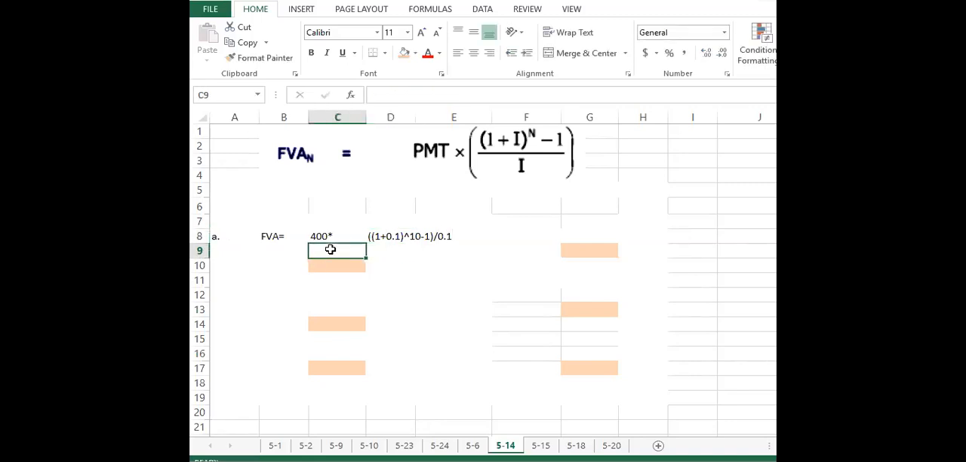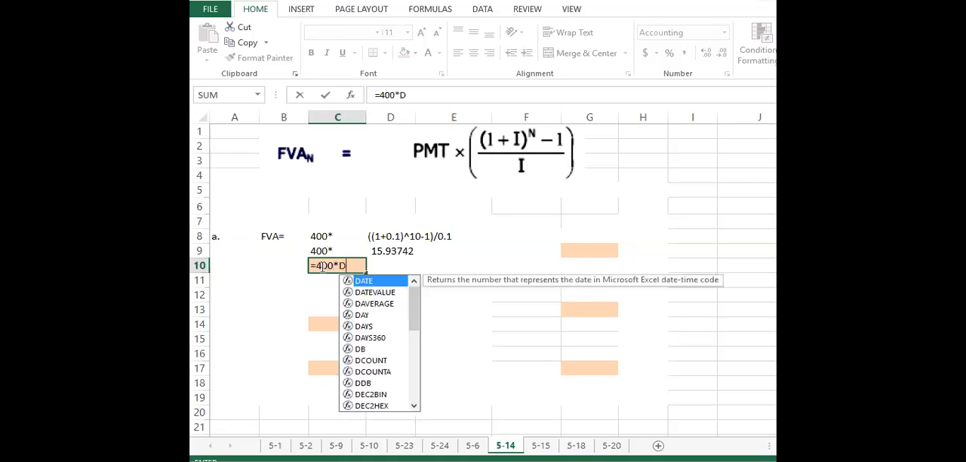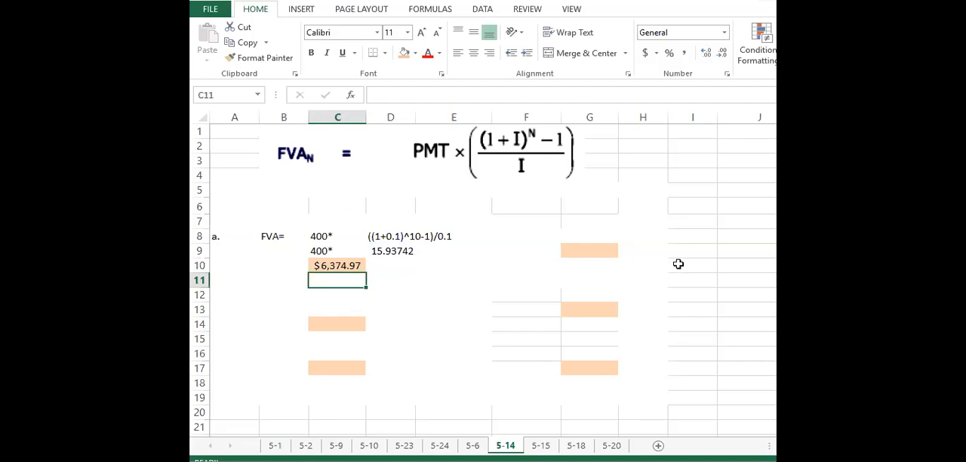So in the next step, 400 multiplied by factor. What is the amount of factor? Here it is 15.937. So the future value of annuity should be 400 multiplied by factor. So the answer is 6,374. If you invest $400 per year for 10 years at the rate of 10%, then you will get 6,374.